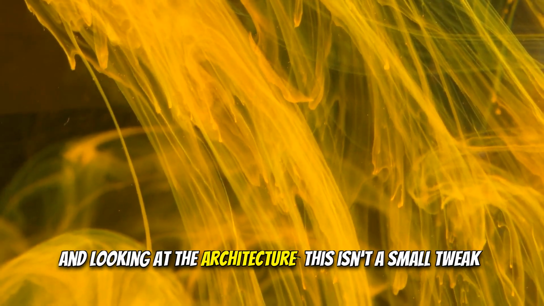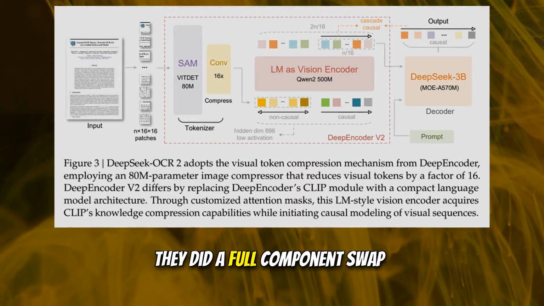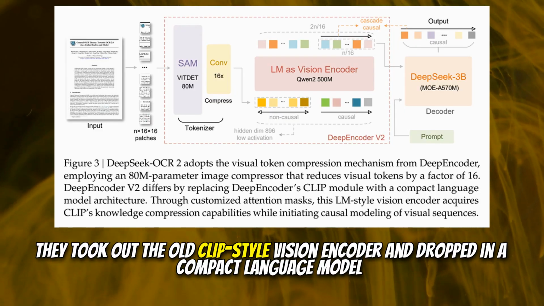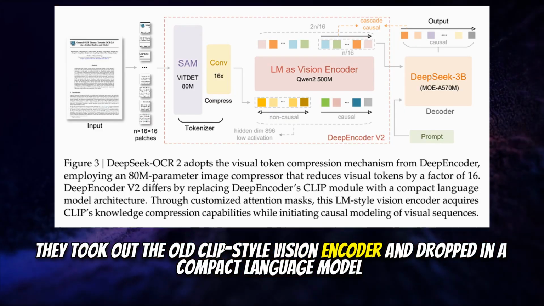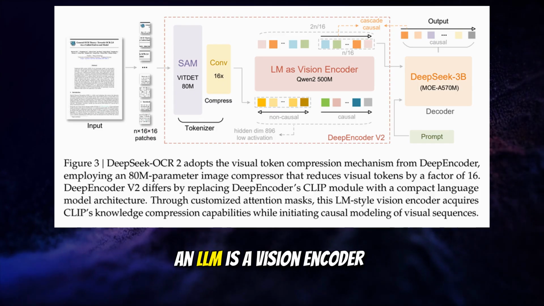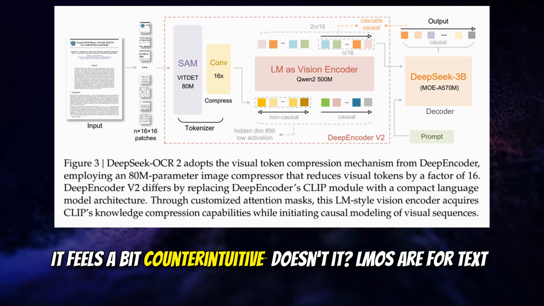And looking at the architecture, this isn't a small tweak. They did a full component swap. A pretty aggressive one, yeah. They took out the old CLIP-style vision encoder and dropped in a compact language model, specifically Qwen2 0.5B. An LLM as a vision encoder. It feels a bit counterintuitive, doesn't it?